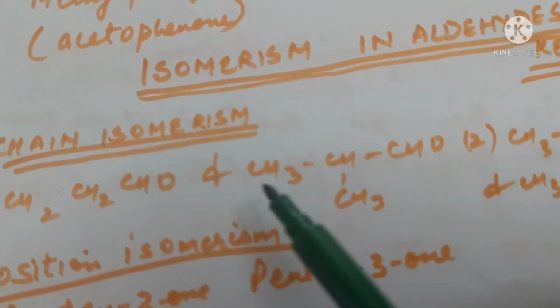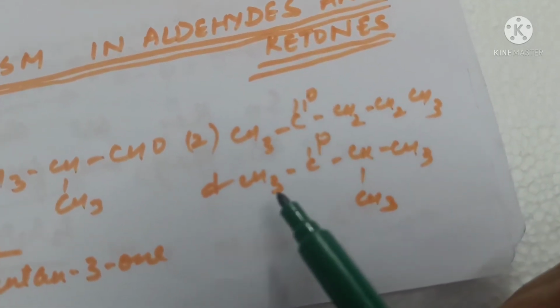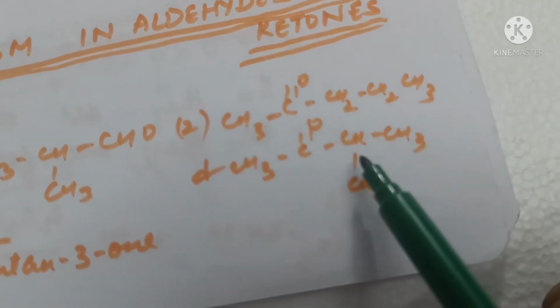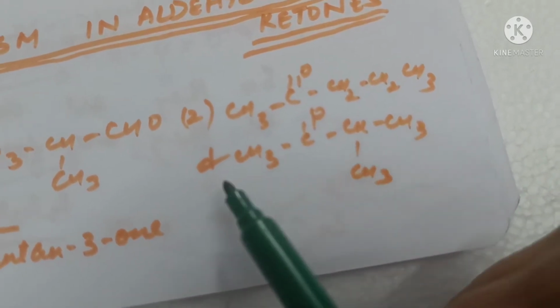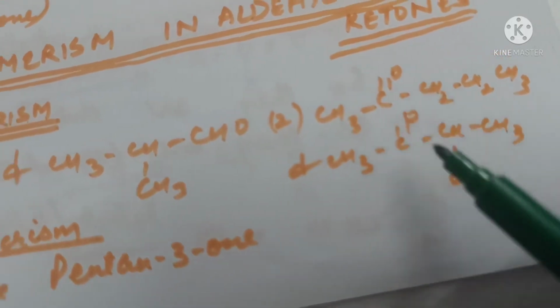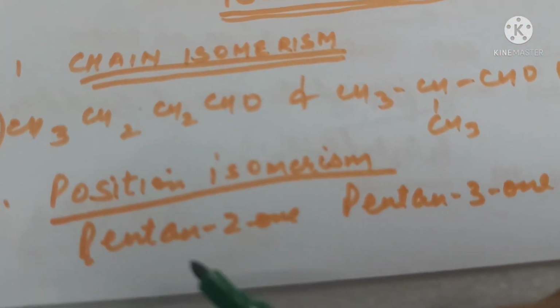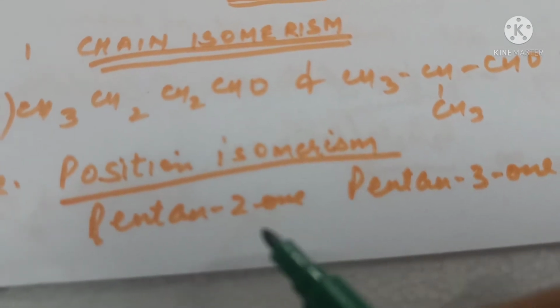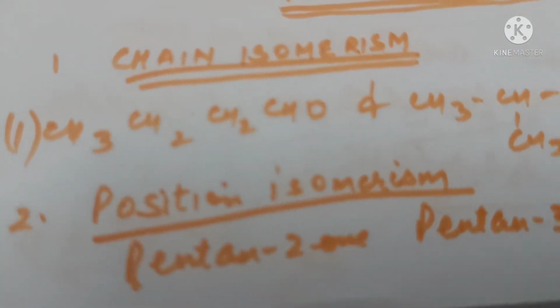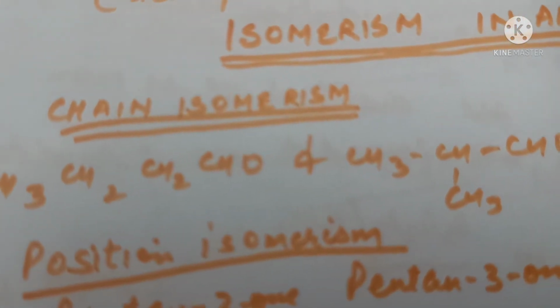These are chain isomers. Similarly, pentane 2-one, 3-methyl butane 2-one are both chain isomers. Position isomerism is when the difference occurs in the position of the functional group. For example, pentane 2-one and pentane 3-one are position isomers.